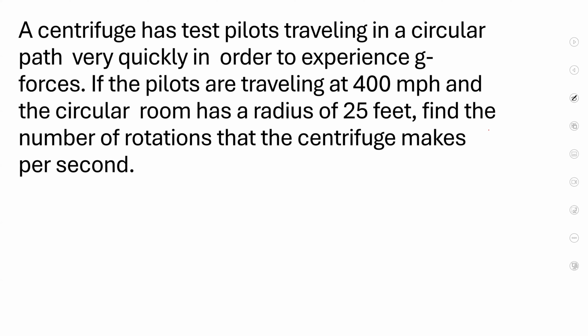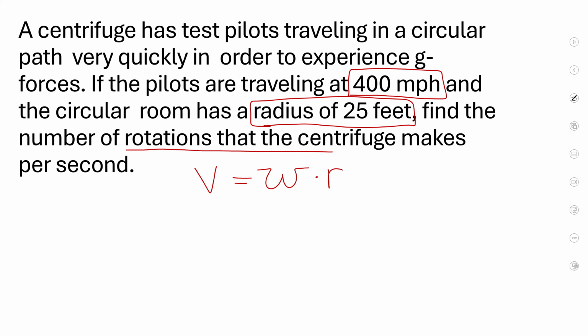The pilots are traveling at 400 miles per hour, and the circular room has a radius of 25 feet. So remember our equation. Linear velocity is equal to angular velocity times your radius. And it wants us to find the number of rotations that it makes per second. So I'm wanting rotations. Another word for rotations is revolutions per second. That's the unit that we want to end in. Okay, really quick, the 400. Does that go here or here?